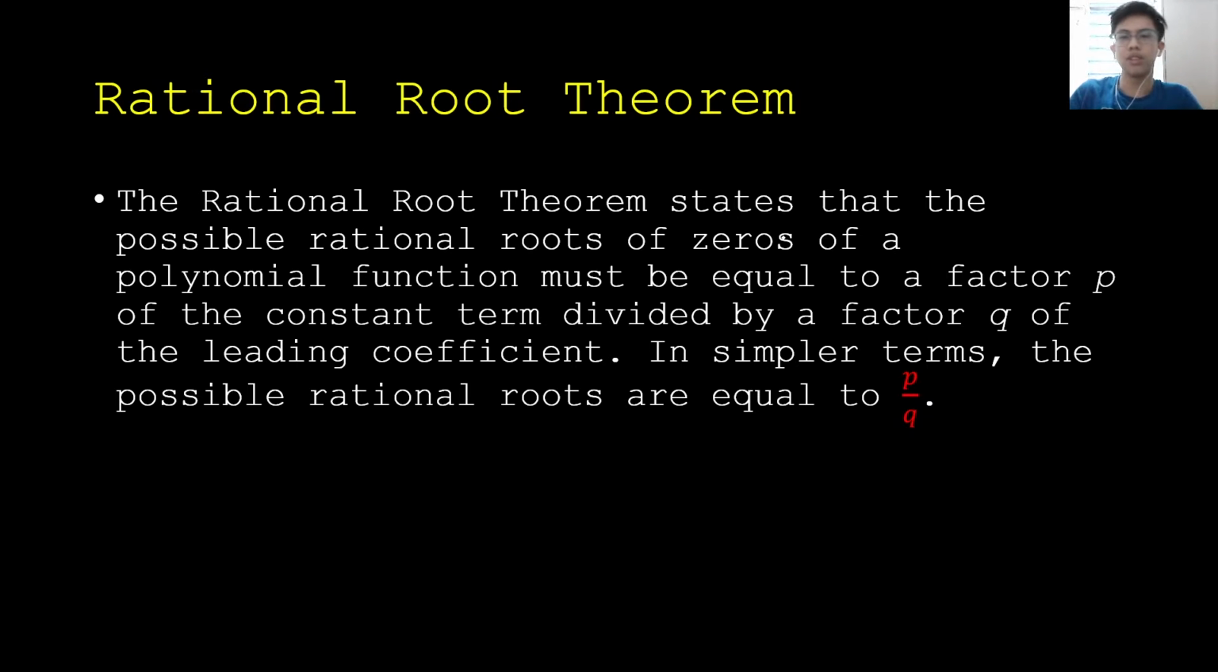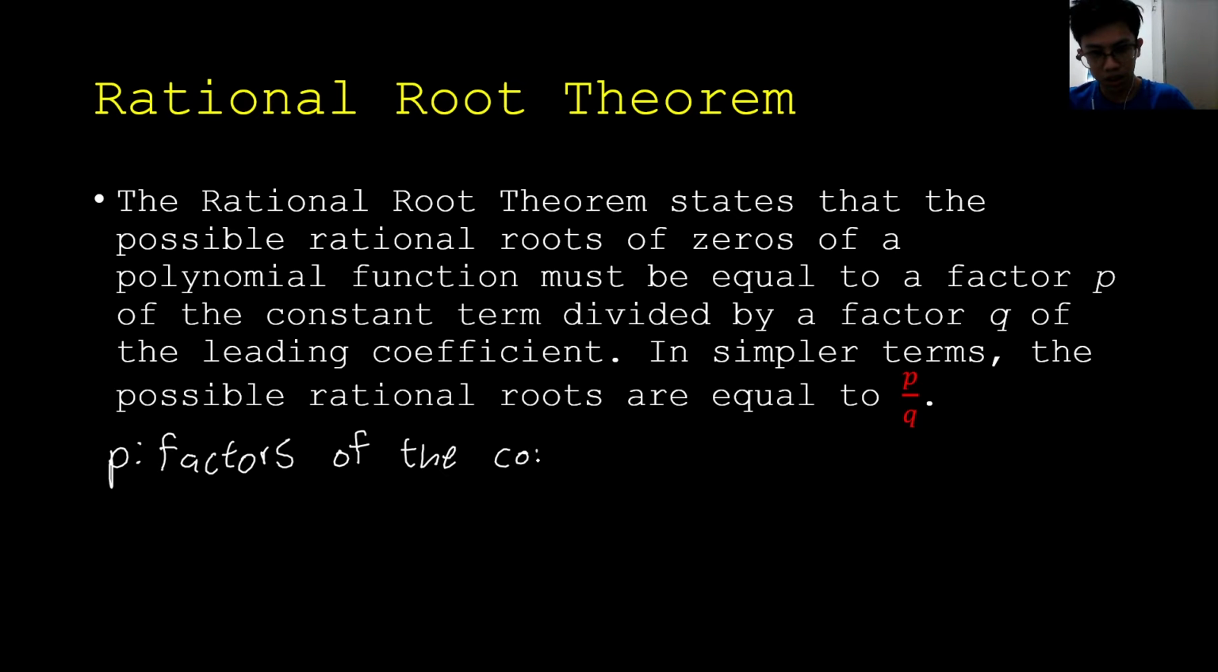Okay, so now that we are done discussing the Descartes rule of signs, we can now proceed to the rational root theorem. The rational root theorem states that the possible rational roots or zeros of a polynomial function must be equal to a factor p of the constant term divided by a factor q of the leading coefficient.